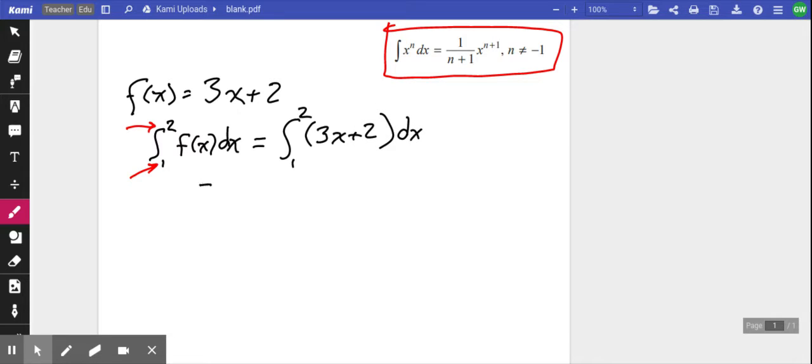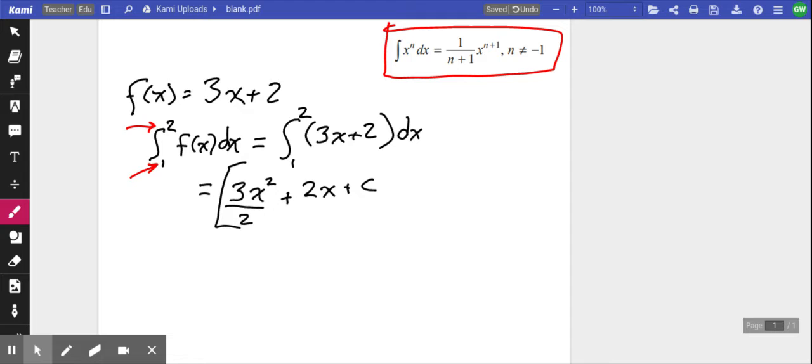So how do we do that? What we end up doing is taking the integral, evaluating it at 2, then taking the integral and evaluating it at 1, and subtracting them. So let's take the integral first. 3x becomes 3x squared over 2. 2 becomes 2 times x divided by 1, which is just 2x. And then there's a constant of integration.